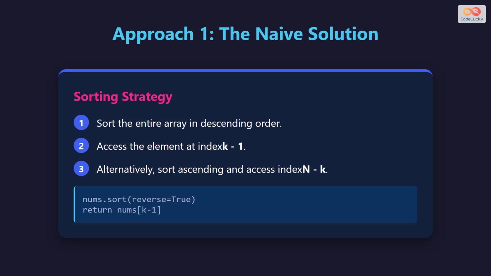The most straightforward solution is the naive approach. We can simply sort the entire array in descending order. Once sorted, the answer is sitting right there at index k-1. This is easy to implement but not necessarily the most efficient.